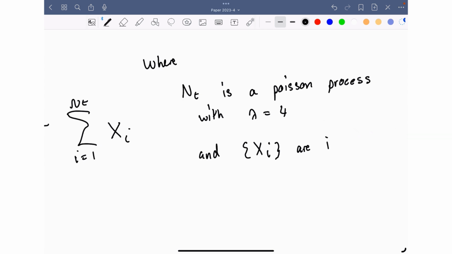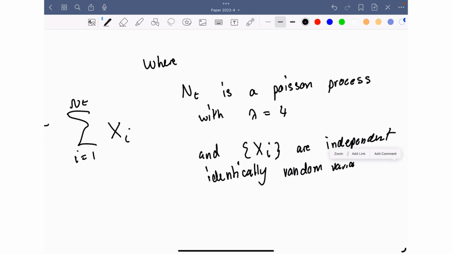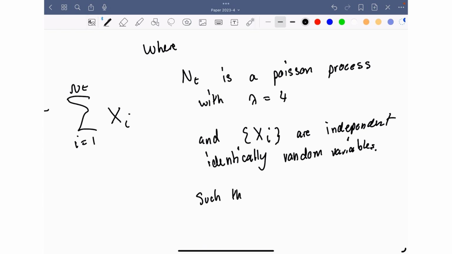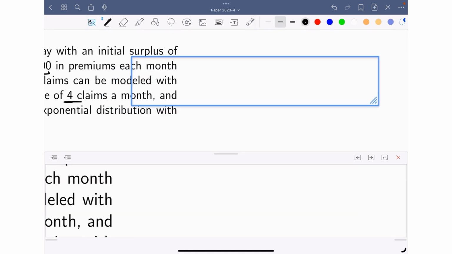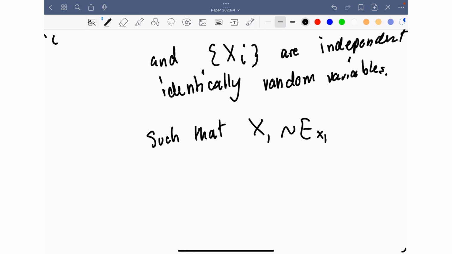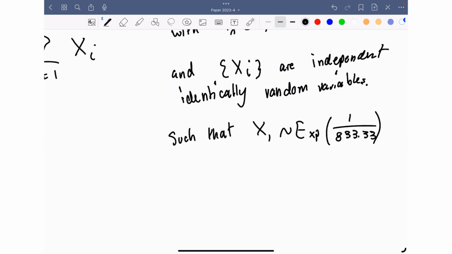are independent, identically distributed random variables, such that Xi has exp of 1 over 833.3, because it's an exponential distribution, it's the reciprocal.